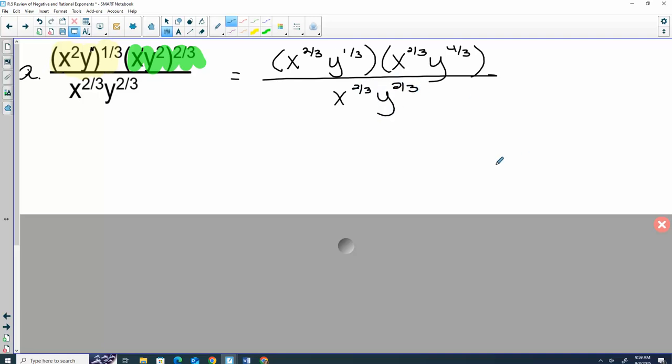Now, on the numerator, we have fractions, we have parentheses, but all it's telling us is to multiply. So we can multiply things together. Since the x's are in both parentheses, we need to add their exponents. So 2/3 plus 2/3. That's 4/3. For the y's, you add your exponents. 1/3 plus 4/3 is 5/3.